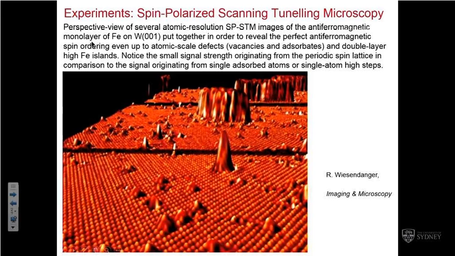So vacancies and adsorbates. And you can also see this really big area here, which they know is a double layer of iron islands. So it's not perfect. In fact, you've got another layer of iron growing on that. So I want to make you aware of those kinds of experiments where you can look at least at the magnetism of surfaces. And one last one here.